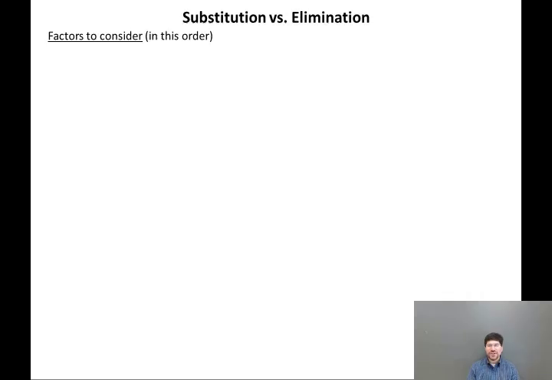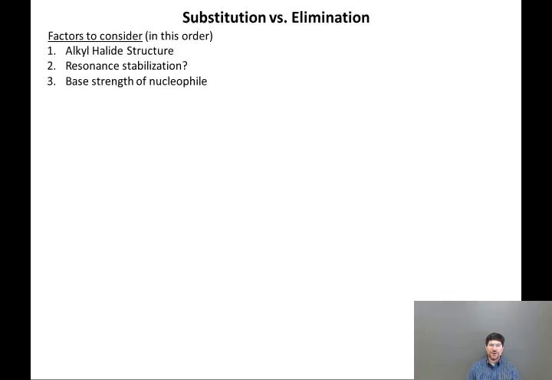So I would like to start by listing the factors that you need to consider when doing such an analysis. And I consider the factors in the following order. So the first three factors are the ones you're always going to have to consider. Number one, the structure of the alkyl halide. Is it primary, secondary, or tertiary? And closely related to that, number two, is whether or not there is resonance stabilization. Because remember that a secondary with resonance is equivalent to a tertiary.